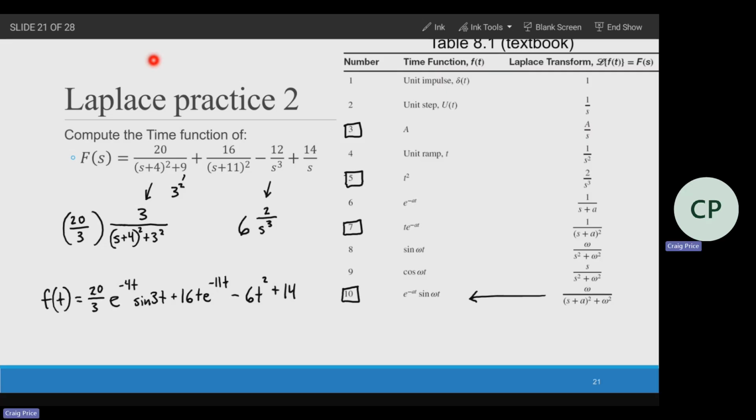Questions about these numbers? Yeah. Why is it 20 over 3? Can anyone answer that?